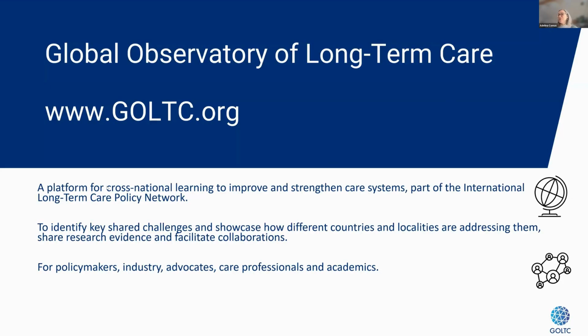So the Global Observatory of Long-Term Care is a platform for cross-national learning to improve and strengthen care systems. It's part of the International Long-Term Care Policy Network. Our goal is to share what we've learned about how to address key challenges in long-term care, showcasing how different countries and localities are addressing them, and, as in today's webinar, share research evidence and facilitate collaborations. And this is open to everyone.